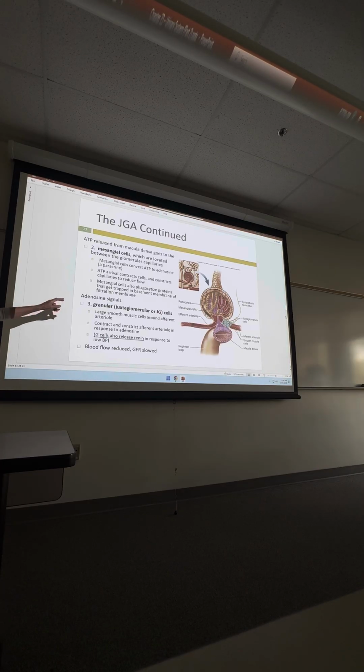So the adenosine, from the mesangial cell conversion of ATP to adenosine, is going to trigger these G cells, or the juxtaglomerular cells, to constrict and then reduce the flow if there's high blood pressure. If there's low blood pressure, then these G cells are going to release renin, and the renin is then going to have a widespread effect over all the body.